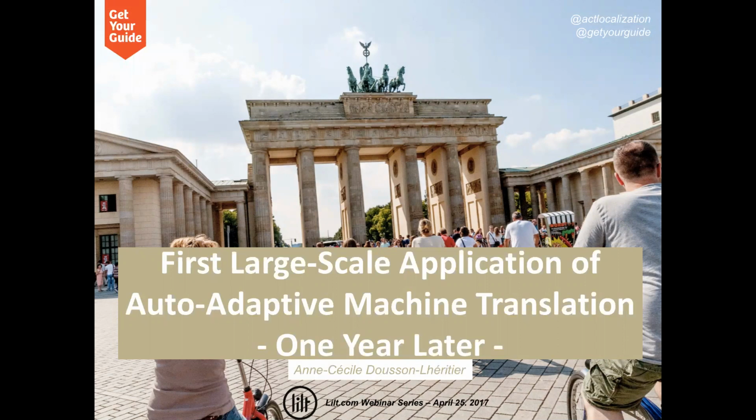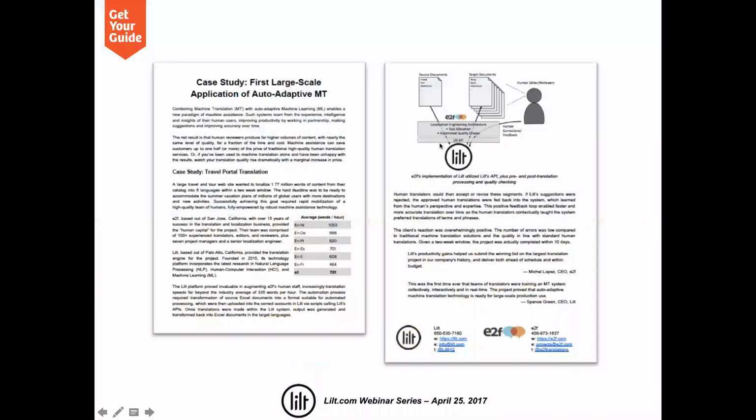If you're a Lilt addict, you may have seen already this case study that Lilt created. It was about the first large-scale application of auto-adaptive machine translation. And so basically the project described in this 2 pages document is what happened at GetYourGuide. So I will explain to you in more detail what we did and how we did it. And this is the summary of what happened in 2 pages.